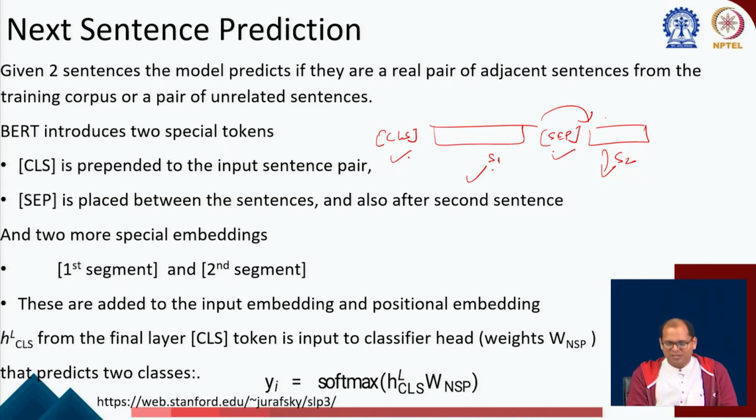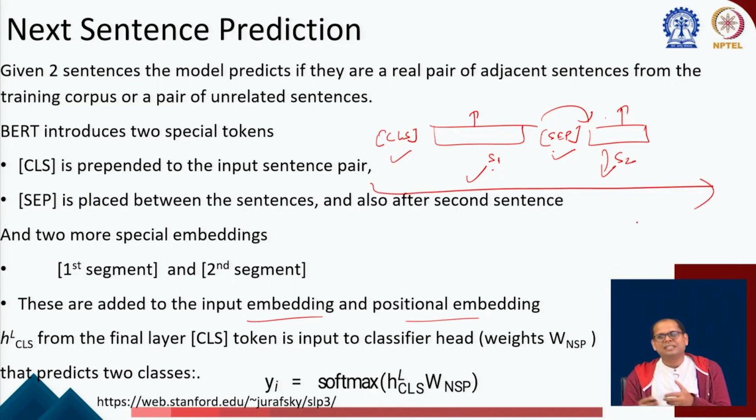And then you have two special embeddings. You have embeddings for the first segment and the second segment, and they are added to the input. So you already had the input word embedding, you had the position embedding, and you also have the segment embedding for each segment. Then you can think of this as an entire sequence, with CLS and separator as extra tokens. And like you do in the transformer, you will get the final contextual embeddings: H CLS, H separator, H S1, H S2. You get the hidden or contextual representation for each word.